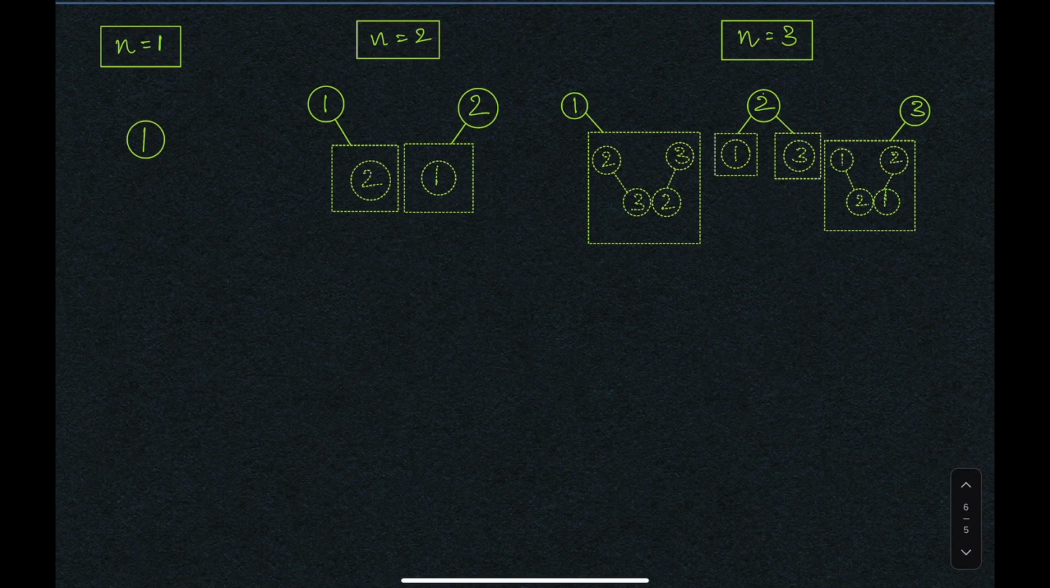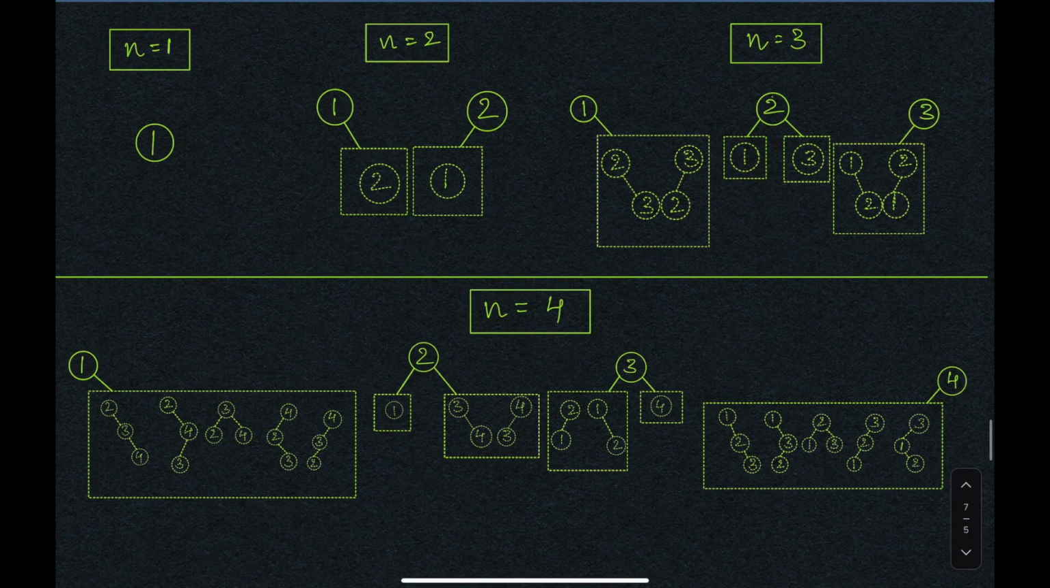When the value of n is equal to 3, we can clearly see that there are 5 unique binary search trees. Two are formed with the root node being 1, one with root node 2, and two with root node equal to 3. Let's look at when n is equal to 4. We can clearly see that there are 14 unique binary search trees that will be formed.